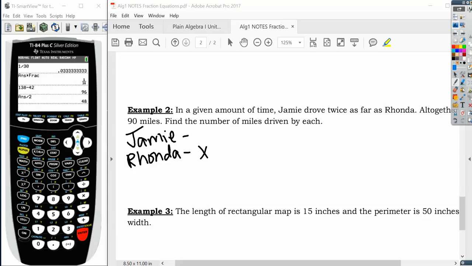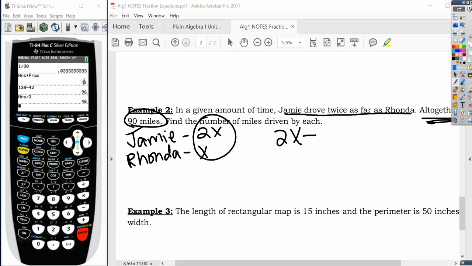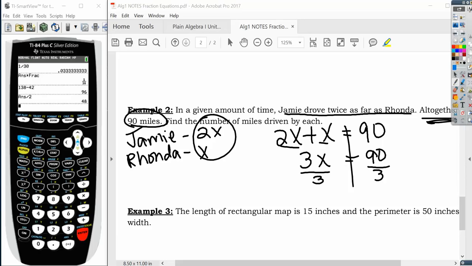So now I have to take what I know about Jamie, and I have to use it in terms of X. Jamie drove twice as far as Rhonda, so 2X. And it says altogether, so that means add, they drove 90 miles. So if I add those two together, 2X plus X, it's got to equal 90. So let's solve. 2X and X make 3X. And then I want to divide by 3. So X equals 30.